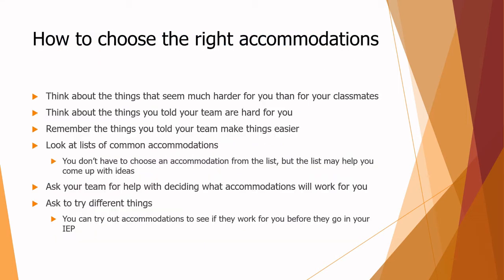How to choose the right accommodations. First, think about things that seem much harder for you than for your classmates. Think about the things that you told your team are hard for you. Remember the things you told your team make things easier. Look at lists of common accommodations. You don't have to choose an accommodation from that list, but the list may help you come up with ideas.